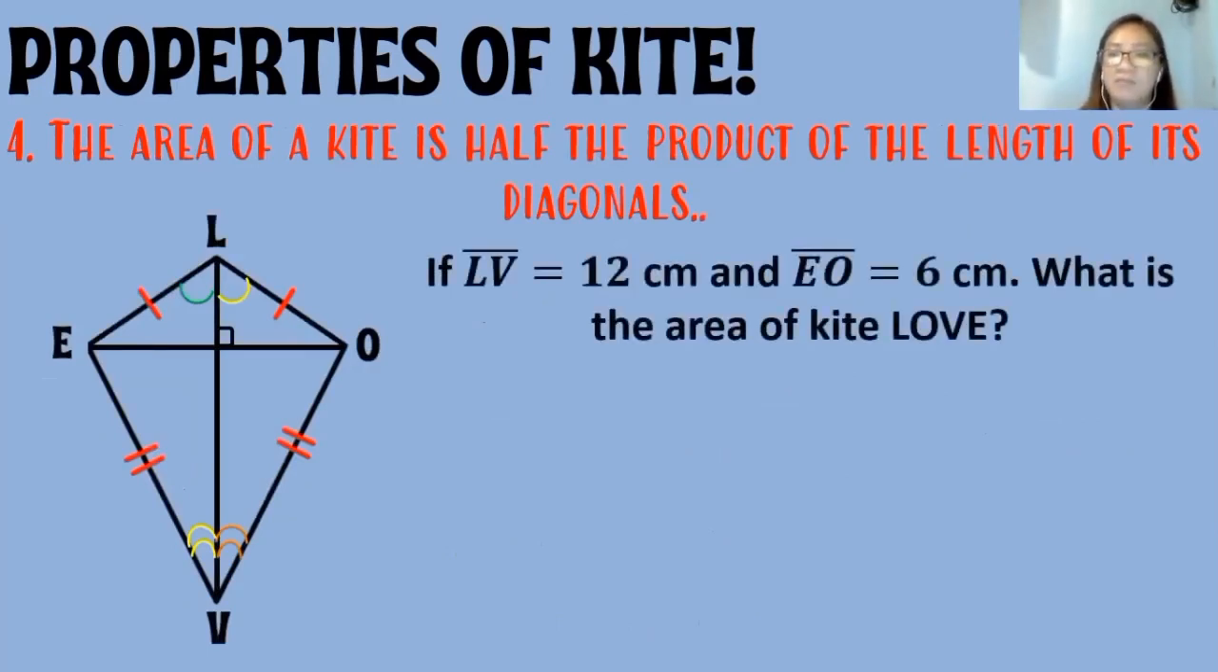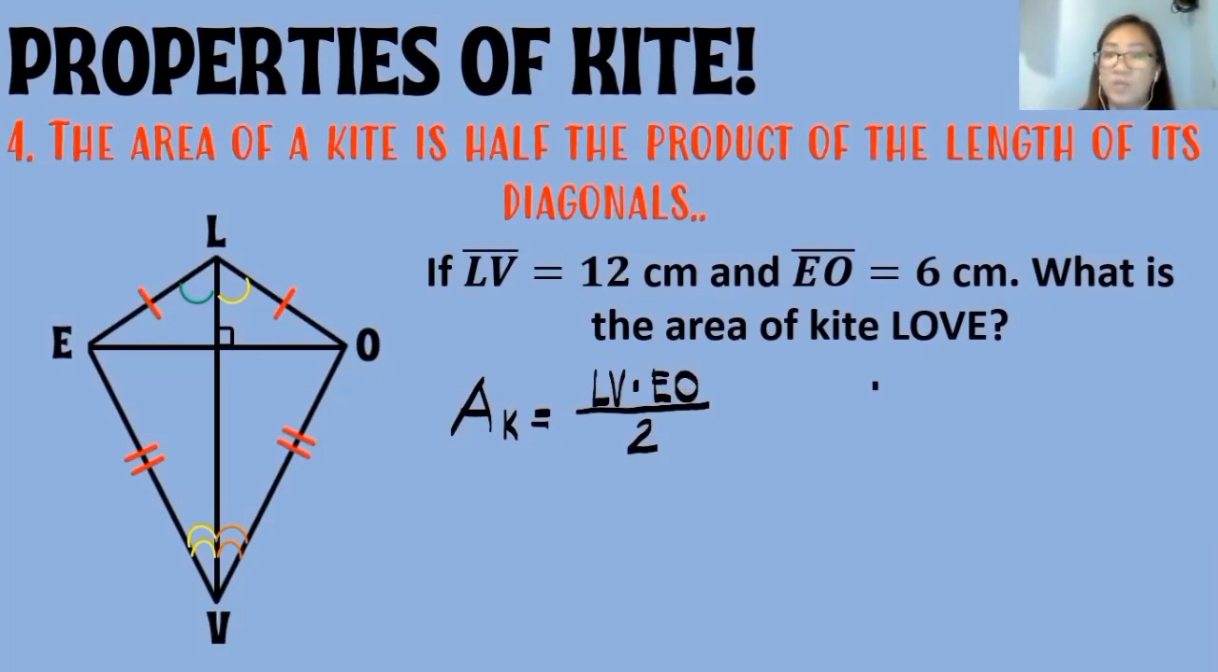So, if LV is 12 centimeters and EO is 6 centimeters, what is the area of a kite? Based on the definition, or based on property number 4, the area of a kite is equal to half the product of the length of its diagonals. Our diagonals here are LV and EO. Half the product means multiply the diagonals, then divide it by 2.